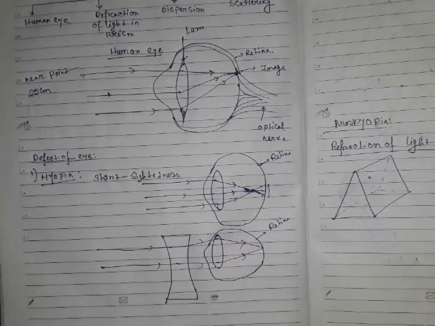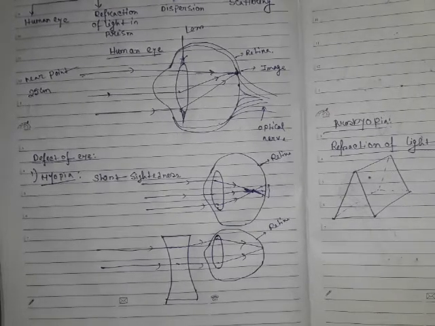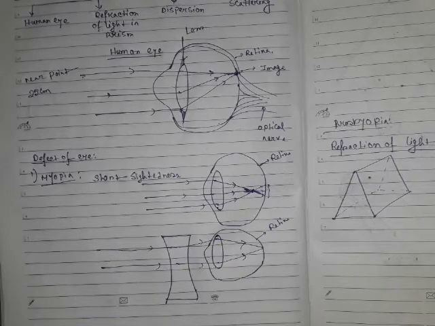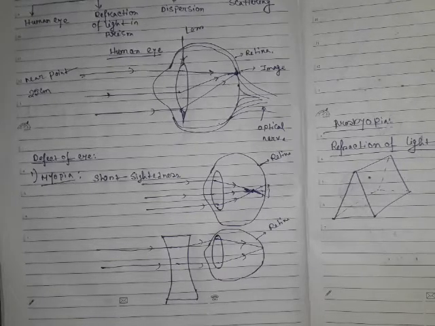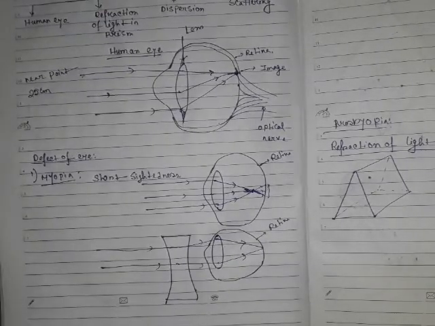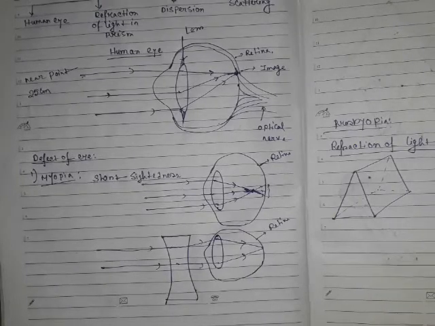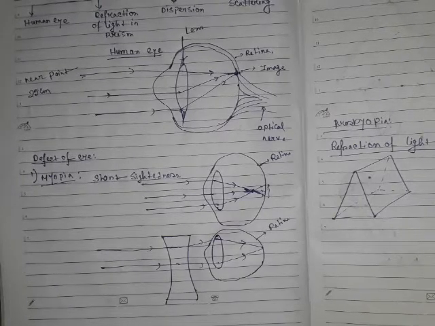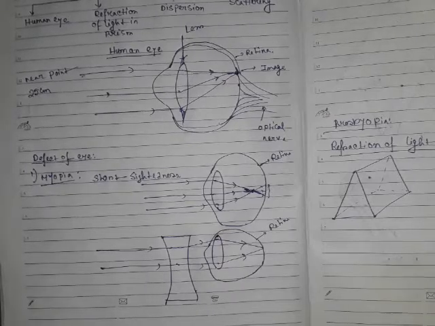This kind of change in lens condition can be due to excessive curvature of the eye lens, or maybe due to the elongation of the eyeball.